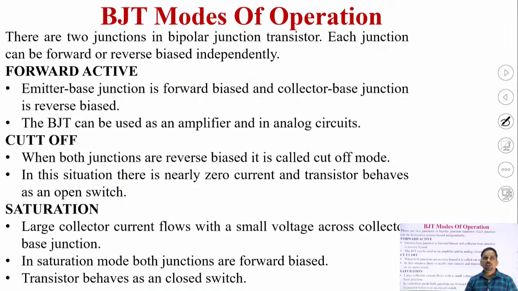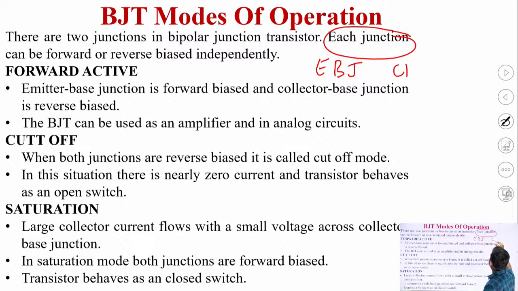Now there are basically 4 modes of operation of BJT depending upon the junctions. We have already seen that there are 2 junctions. One is called the emitter base junction, EBJ, and another one is called CBJ, the collector base junction. So first is the forward active mode.